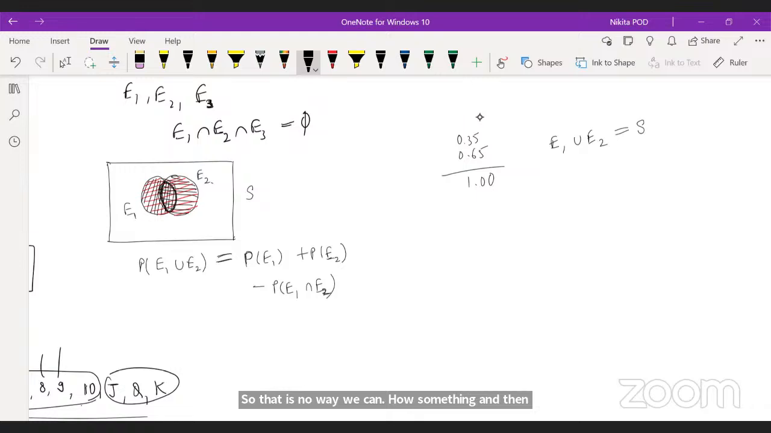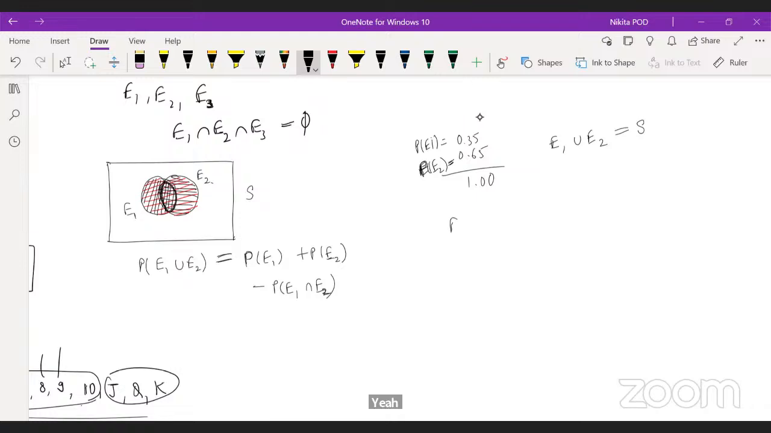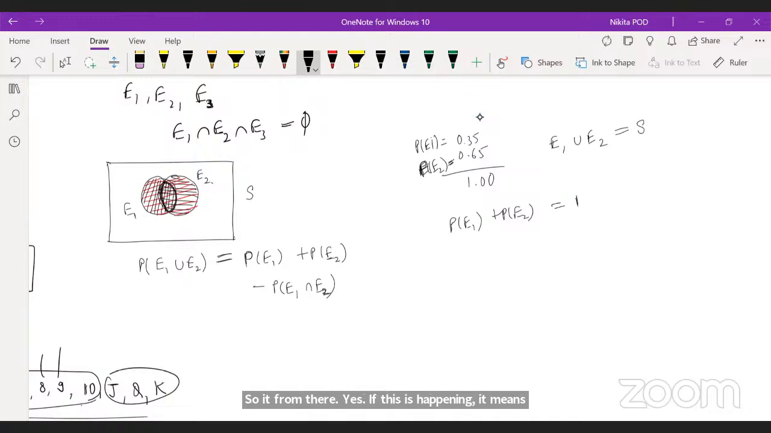What happened just now? This is probability of E1 we are saying, and this is probability of E2. And probability of E1 plus probability of E2 is coming as 1. So if this is happening, it means E1 union E2 is S, for sure. And it means E1 and E2 are exhaustive events. Probability of E1 intersection E2 is equal to 0.15.